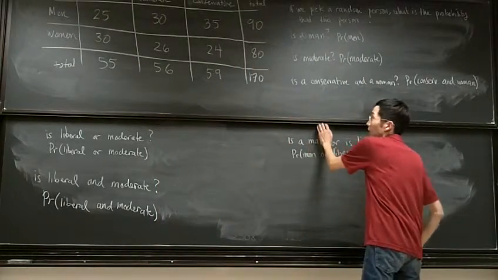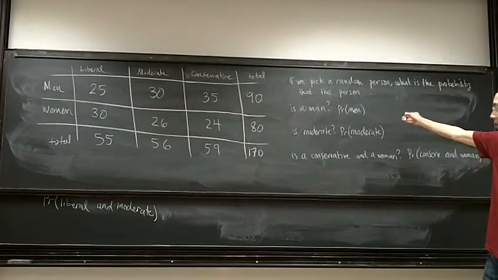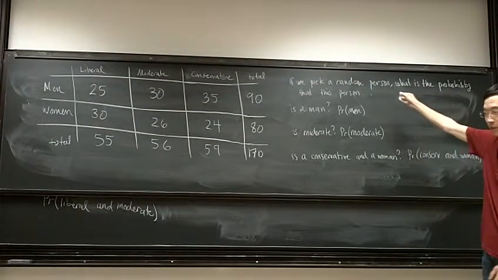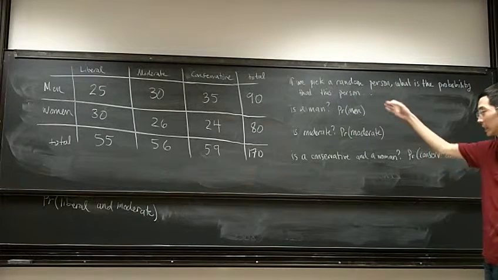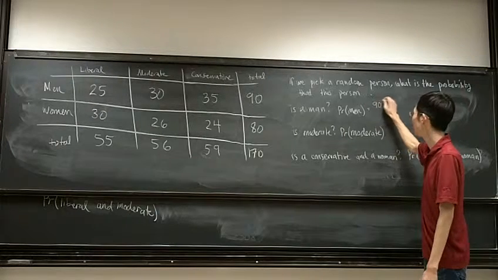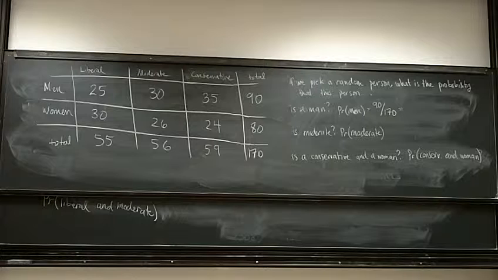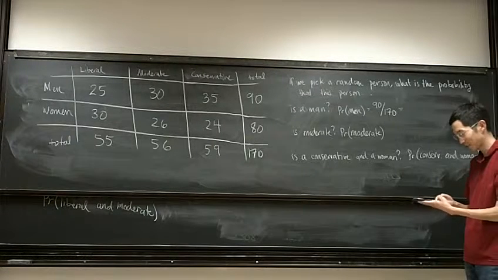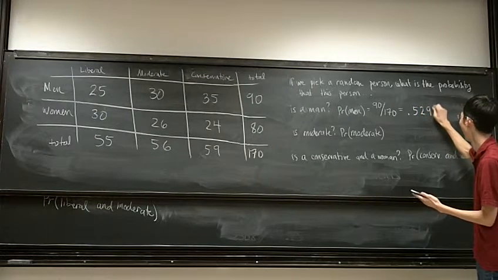Okay, so what is the probability that we pick a random person, one random person out of 170, that this person is a man? Answer? Okay, 90 divided by 170. Alright, I've learned not to trust everyone.